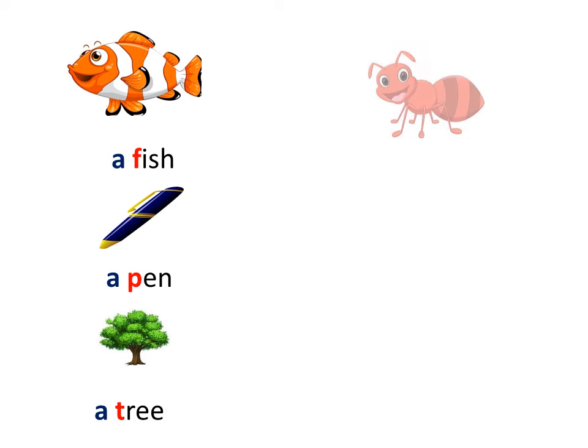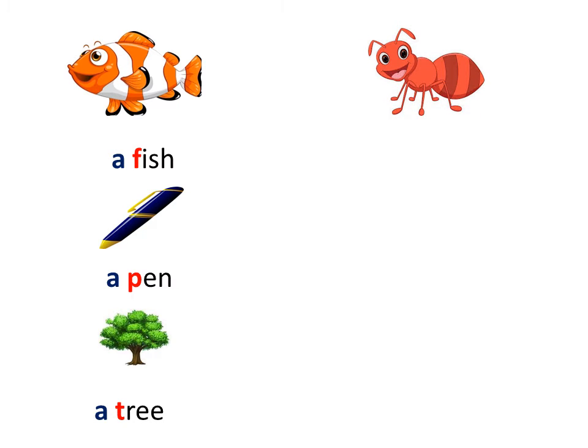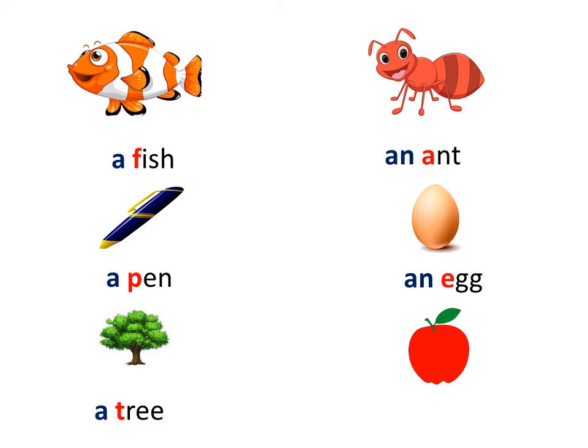Let's move to an. First example, ant. It's singular and starts with vowel letter A. So I will say an ant. Second example, egg. It's singular and starts with vowel letter E. So I will say an egg. Third example, apple. It's singular and starts with vowel letter A. So I will say an apple. Again, a fish, a pen, a tree. An ant, an egg, an apple.